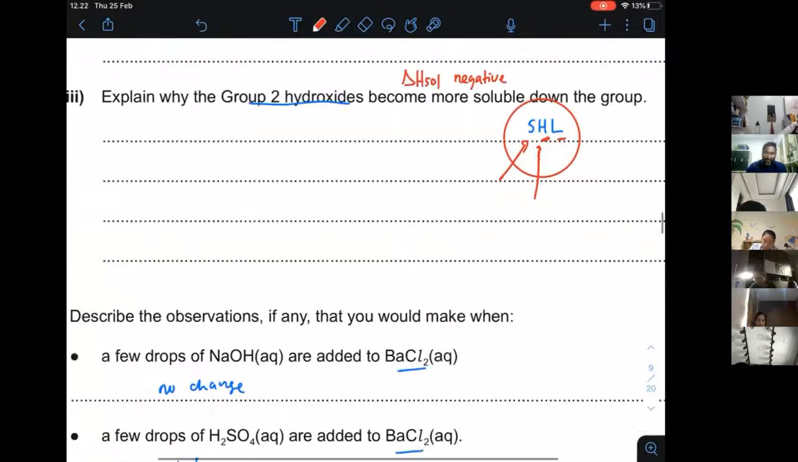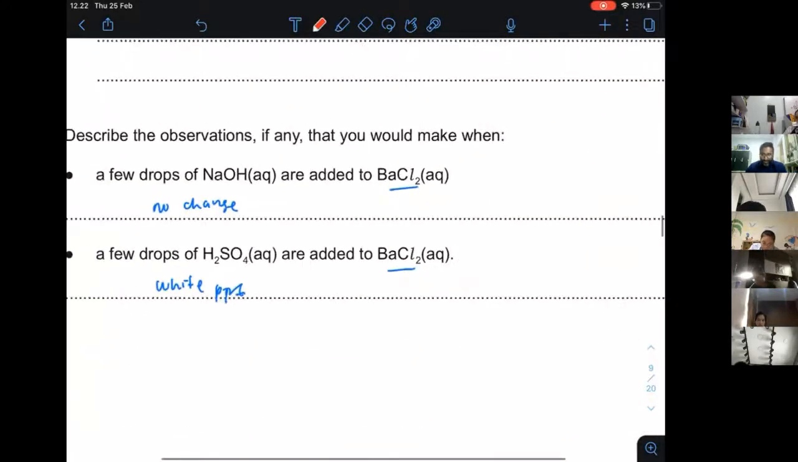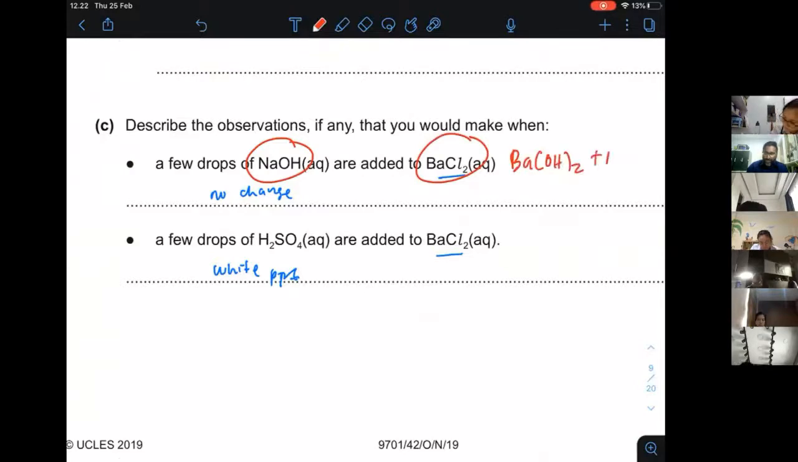So I'll skip this part. Now describe the observation, if any, that you will make when adding sodium hydroxide to barium chloride. You get barium hydroxide and sodium chloride. Both of them are colorless, so you don't see anything. You can say no change, no observation.